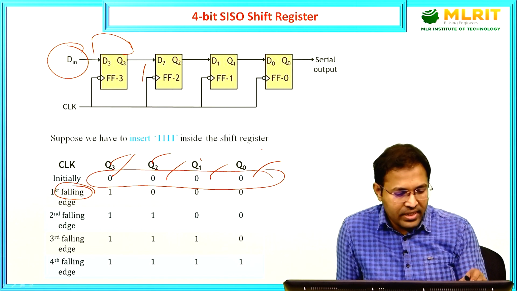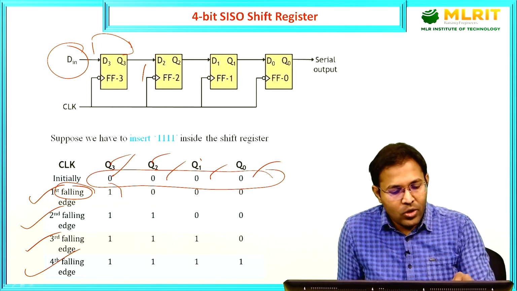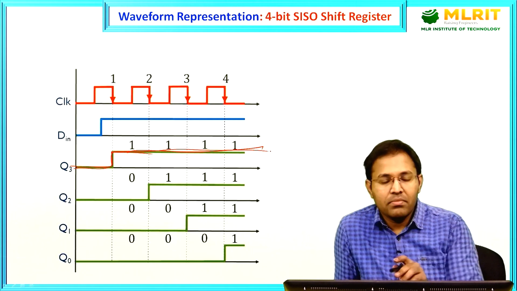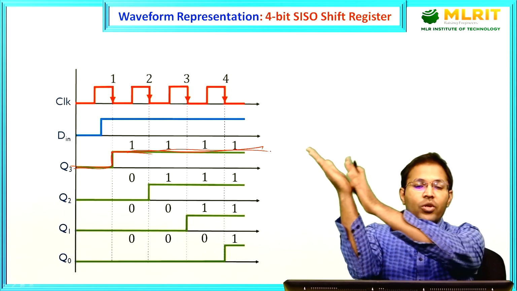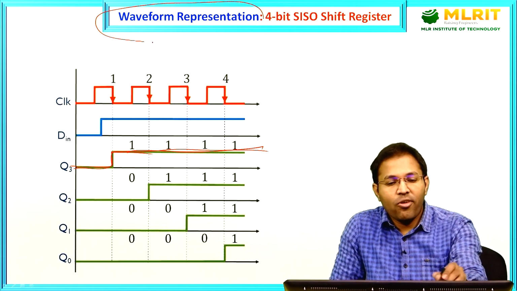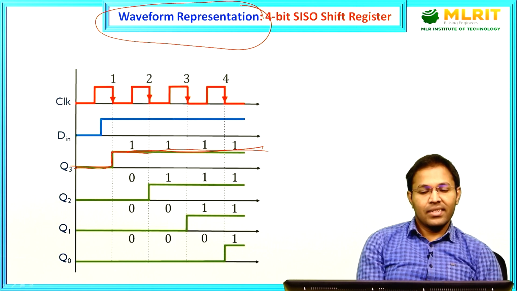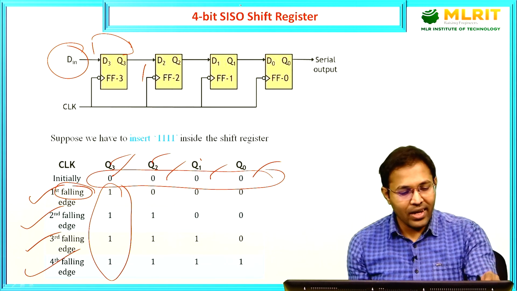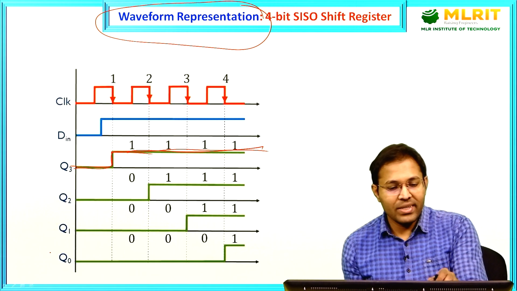Remember, according to the previous table, for every clock pulse Q3 remains 1. So this is one easy method. From the table you can easily get the waveform representation or timing diagram. How can we get it? Just take the table and draw the same thing like this.